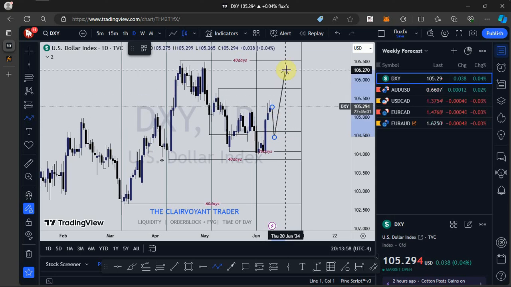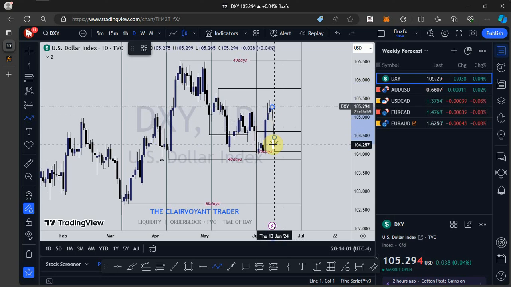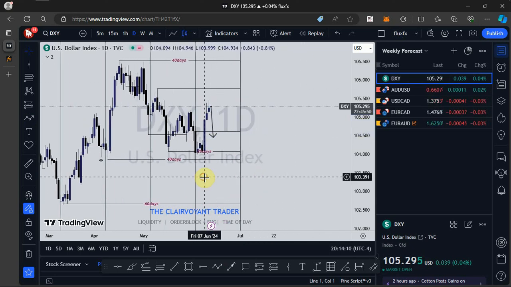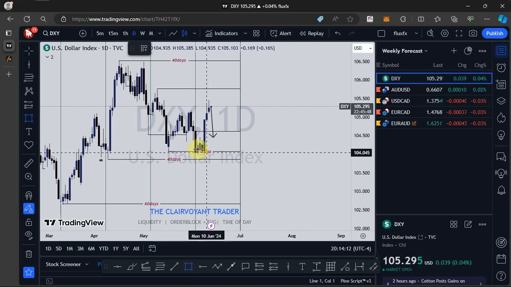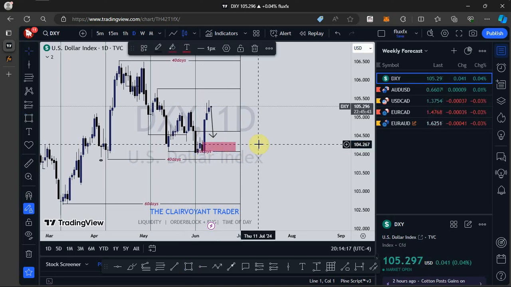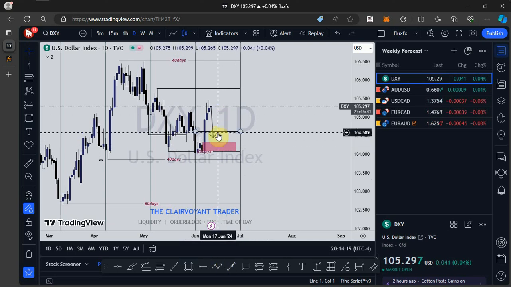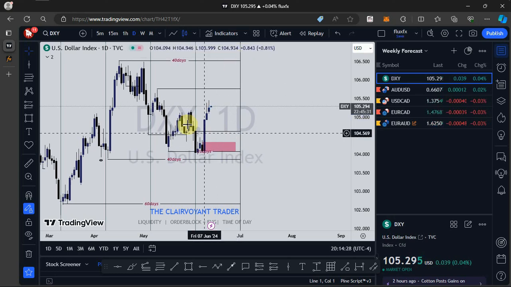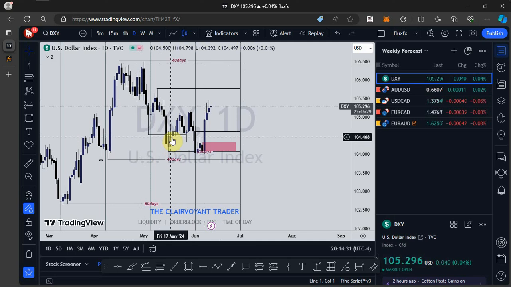So going into Wednesday, I want to see the dollar index push to the downside to fill up the zone, and then we see a push to the upside. So you take note of that. We have this block right here, and price is likely to come into it, then we see a push to the upside. So that's going to be my expectation going into Wednesday. That is just that for the dollar index.